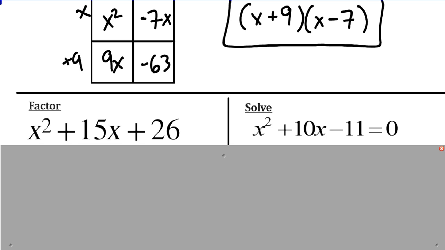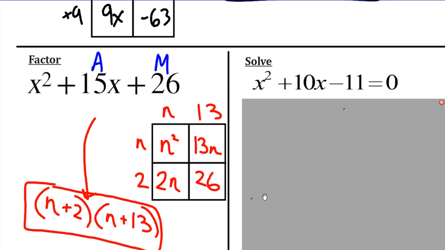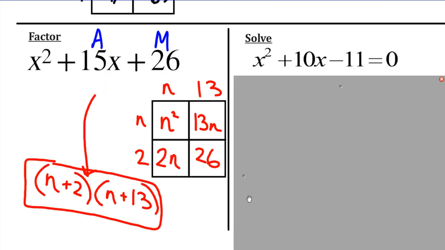Okay, first one, you need to find two numbers that are going to multiply to make 26 and add up to be 15. There's not too many combinations. It turns out it's not 26 and 1, that'd be 27. It's going to be 13 and 2. Those two numbers multiply to make 26 and add up to be 15. And then you're done here. You don't go solving and say n equals negative 2, n equals negative 13, because it was not equal to 0. It wasn't equal to anything.